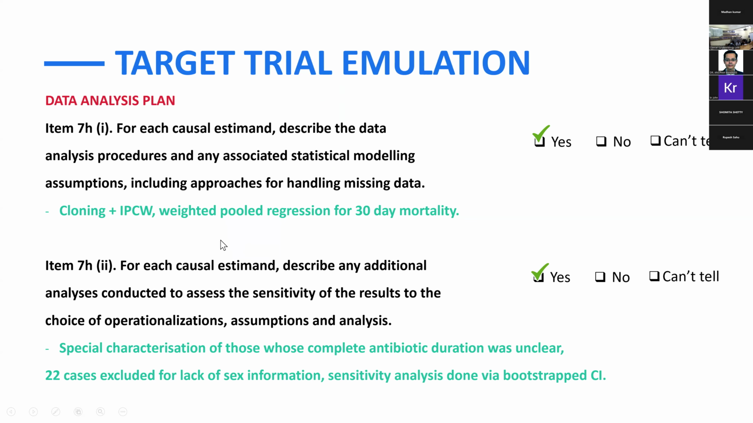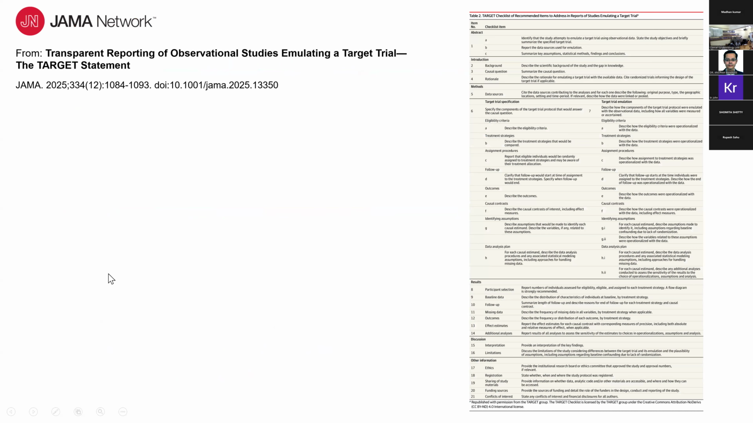Finally, we are coming to the data analysis plan. For each causal estimate, describe the data analysis procedure, same thing that we discussed. They have described all this and said how they will handle missing data. Then for each causal estimate, describe additional analyses used to assess the sensitivity of the results. They did this special characterization of those who didn't complete antibiotic duration. The 22 they excluded. They did sensitivity analysis with this bootstrap confidence interval. So yes to both. At this point we have finished the abstract, introduction, target trial specification, and the emulation.